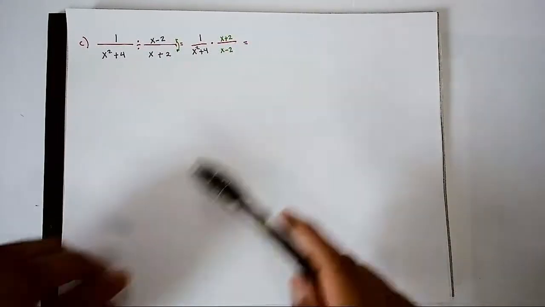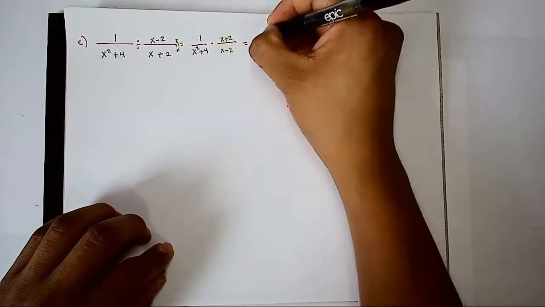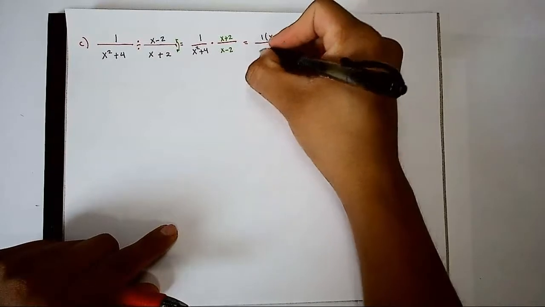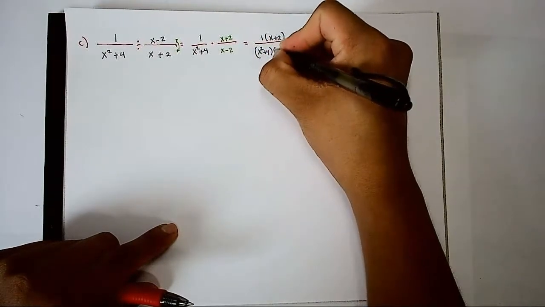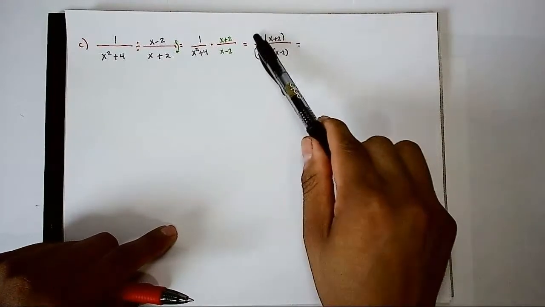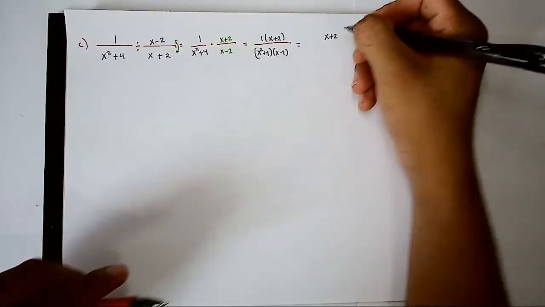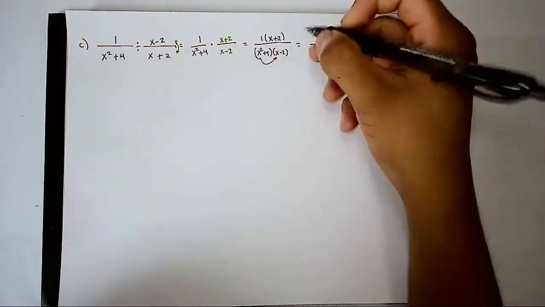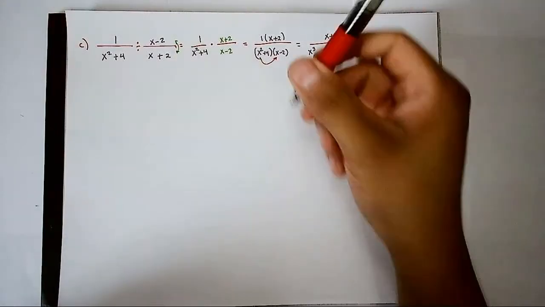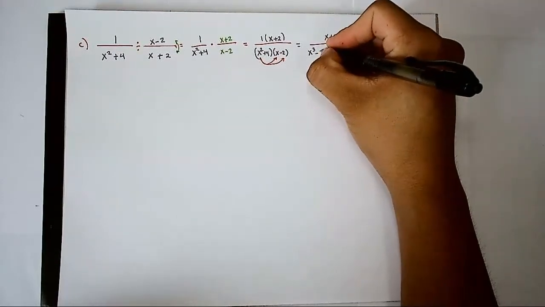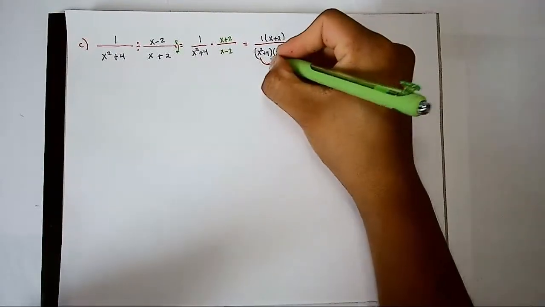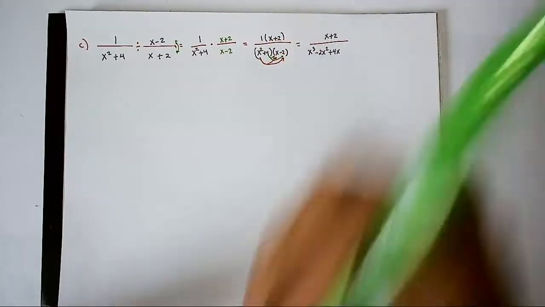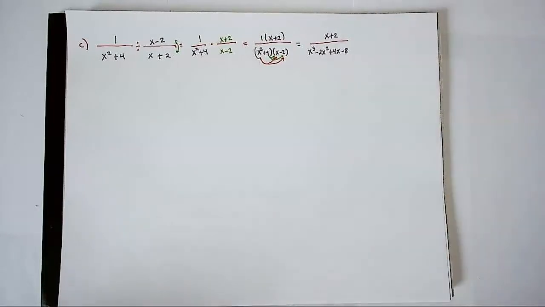And this is equal to 1 times x plus 2 divided by x squared plus 4 times x minus 2. 1 times x plus 2 is x plus 2, divided by, here we have, x to the third minus 2x squared plus 4x minus 8. And that is our answer.